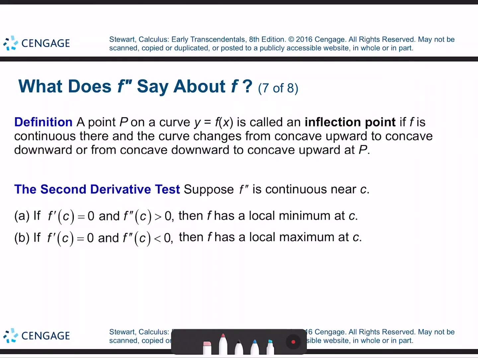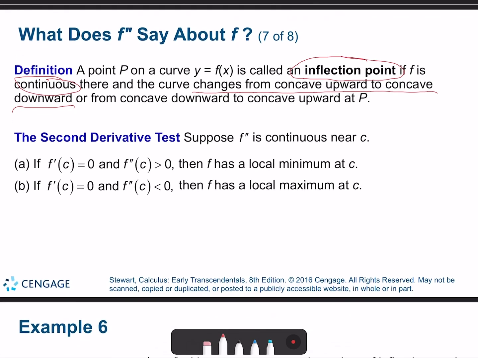Another definition. A point P on a curve is called an inflection point if the function is continuous there, so it has to be continuous, and it's where your curve is changing from being concave upward to concave downward. So the definition that you're taking in your handwritten notes says that an inflection point is where your function is continuous and where you're changing from concave upward to concave downward. And that point P is called an inflection point. Great.